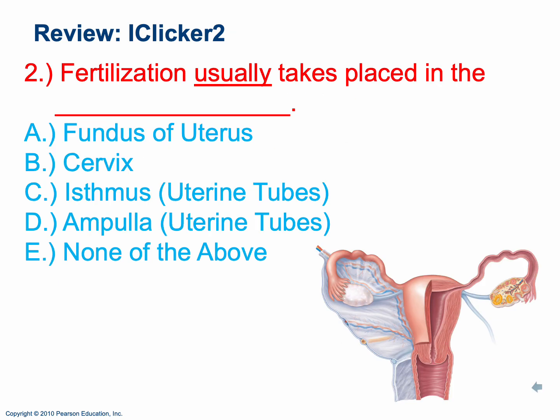Number 2 for review, fertilization usually will take place in the blank. So where did I mention that fertilization usually occurs? Where would that be? All right, and the correct answer here would be letter D, the ampulla. So the ampulla and the uterine tube.